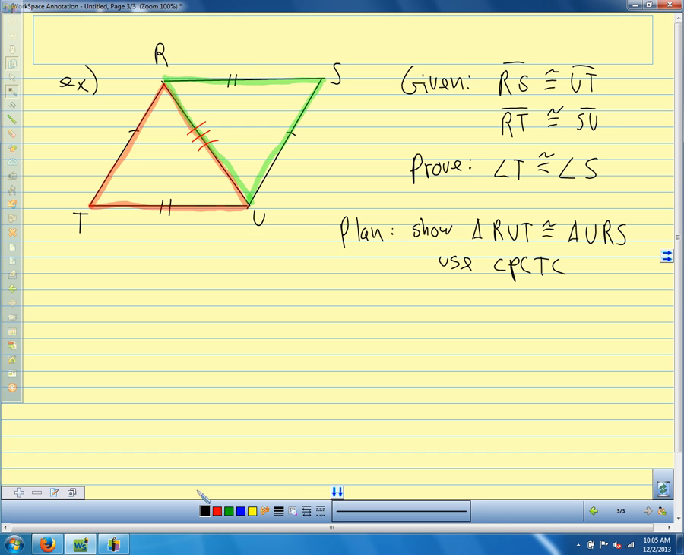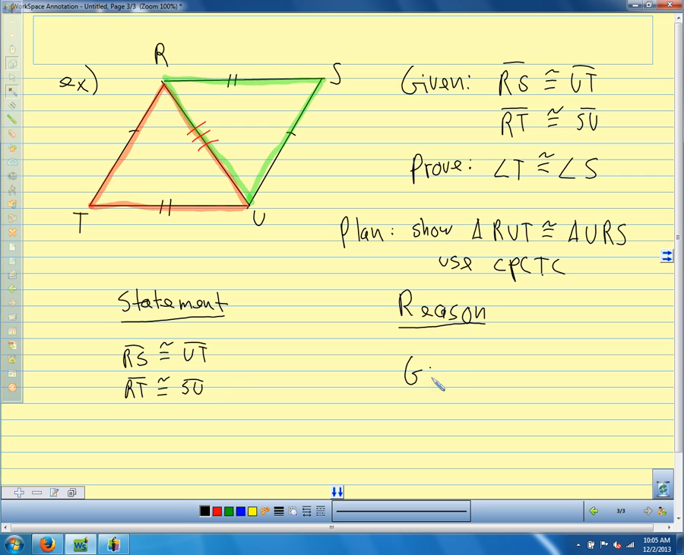So our proof is done. We only had to figure out one thing here. So our statement, we'll write our proof. And our reason over here, we'll write our givens. We skipped that. We've been skipping that on a few of our proofs, so we'll write them out this time. Segment RS is congruent to segment UT. Segment RT congruent to segment SU. And the reason there is that's given to us.